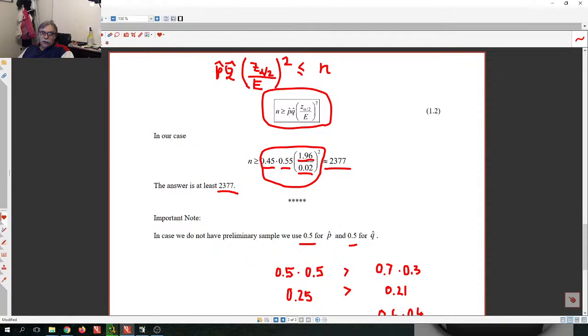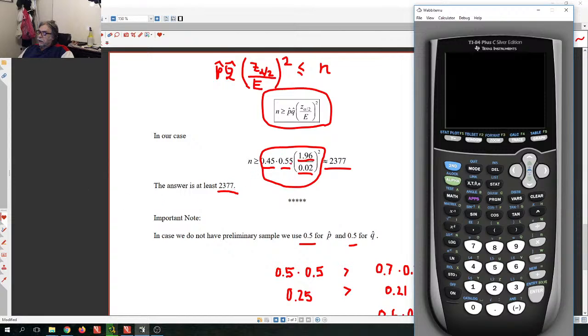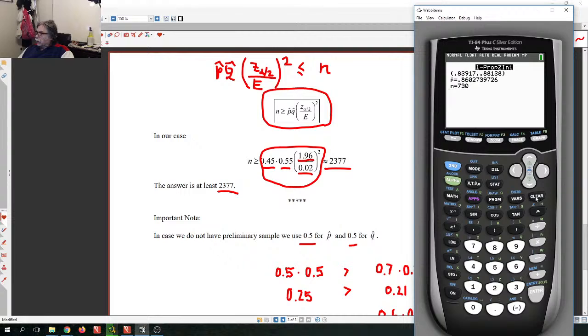What's going to happen here, I can actually use a calculator to find out. So instead of 0.45 and 0.55, I use 0.5, 0.5. I'm going to have 0.5 squared, right? 0.5 times 0.5. And then I would multiply that with what it says in this formula, 1.96 divided by 0.02, and even that I need to put in a square, right? I have 2,401. Not that much.